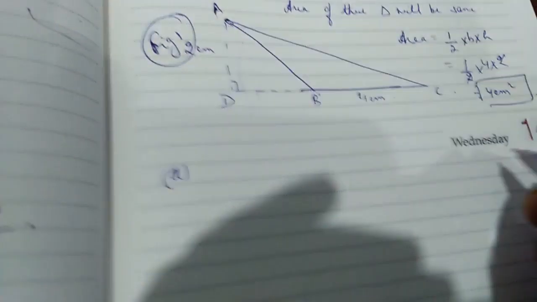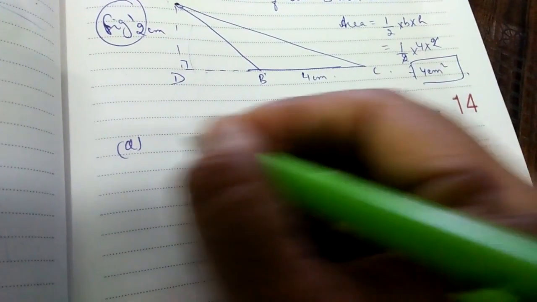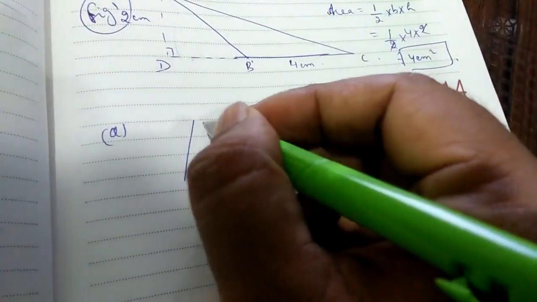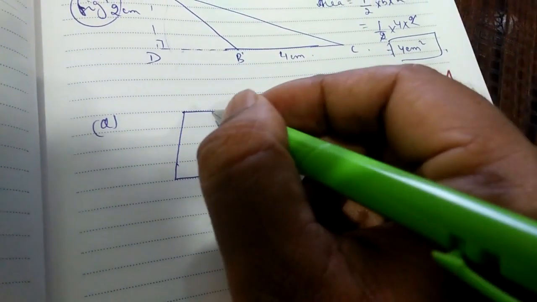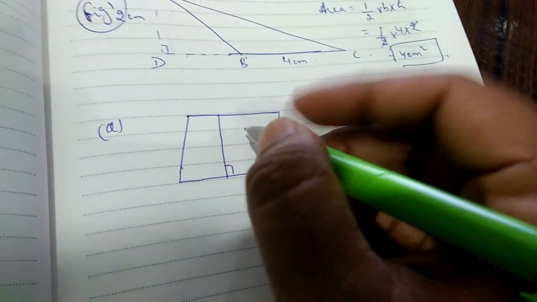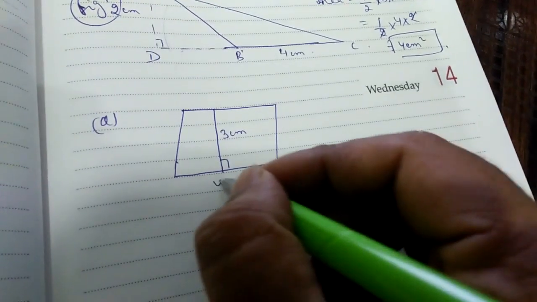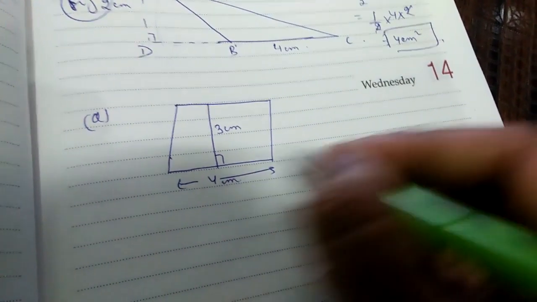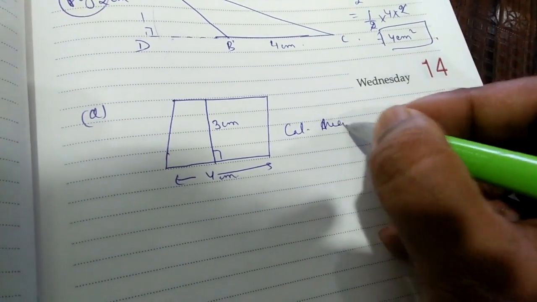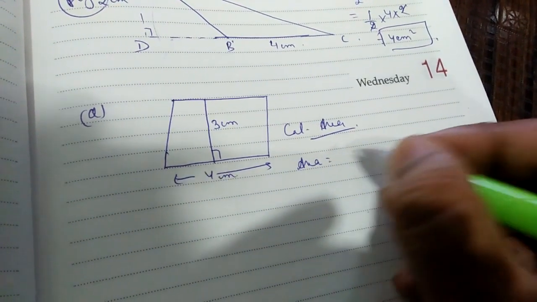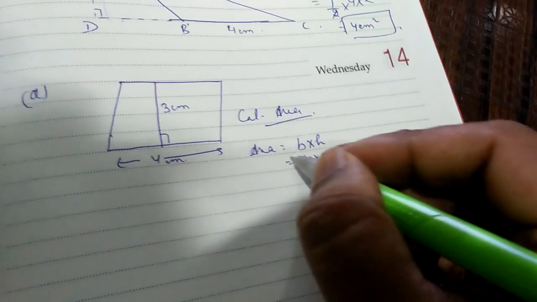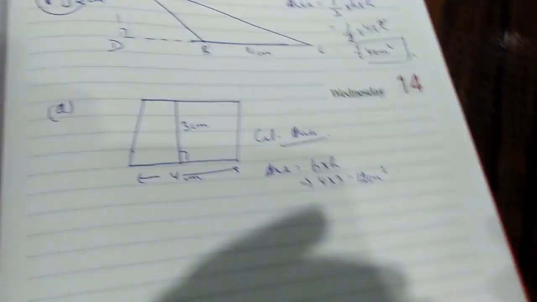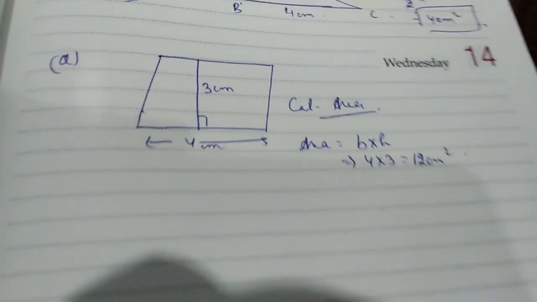Okay, so let's solve the question. This is a parallelogram. It's given the height, this is the perpendicular, so height is 3 centimeters, base is 4 centimeters. Calculate the area. So area in this case is nothing but base into height. Base is 4, height is 3. This is 12 centimeters square, nothing else. Simple enough.